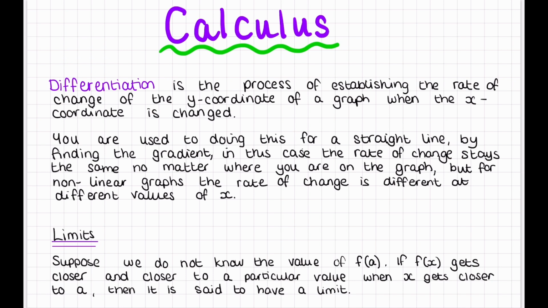In this case, the rate of change stays the same no matter where you are on the graph, because if you think about a linear line, y equals mx plus c, the m, which is the gradient, is always the same value. But for nonlinear graphs, the rate of change is different at different values of x, as the steepness of a curve or a graph can often change.